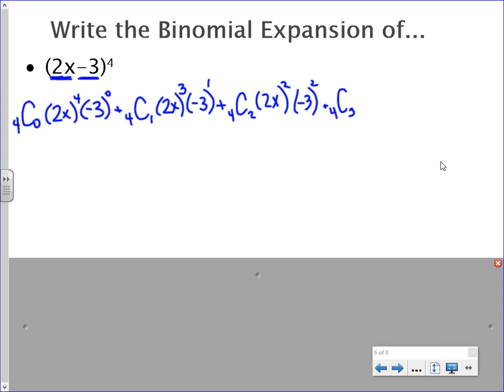Four combinations of 3. 2x is now being raised to the 1st power. Negative 3 would be raised to the 3rd power. And then last, but certainly not least, 4 combinations of 4. 2x to the 0, negative 3 to the 4. Once we get to n combinations of n, that is our last term. We can't do anything else.